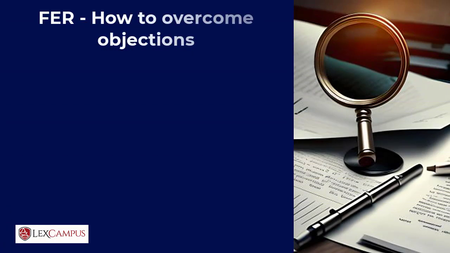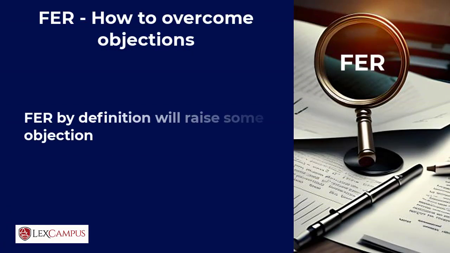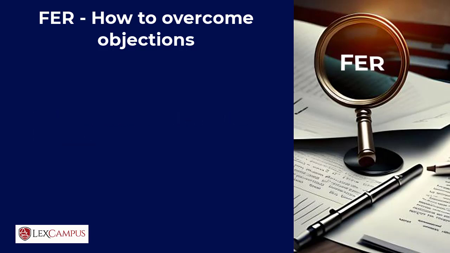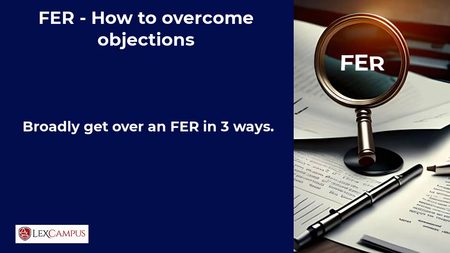Whenever there is an FER, the FER by definition will raise some objection or the other. It's a part of the process. So whenever the FER raises an objection, you can broadly get over an objection raised in an FER in 3 broad ways. The 3 broad ways may not be applicable in all the cases, but I'm just telling you as a principle, there are 3 ways in which you can get over an objection raised in an FER.